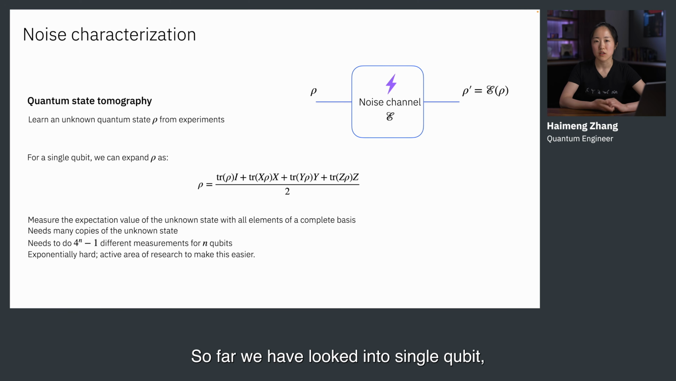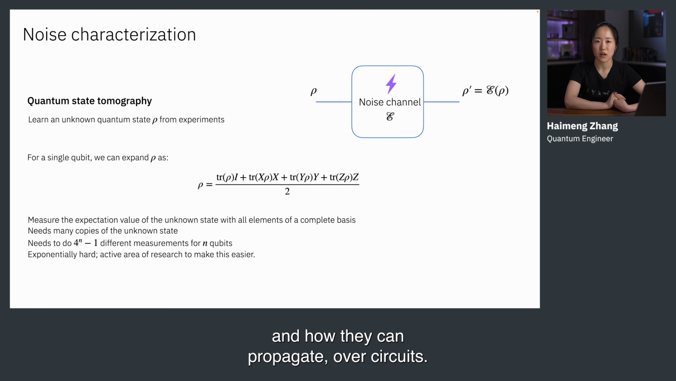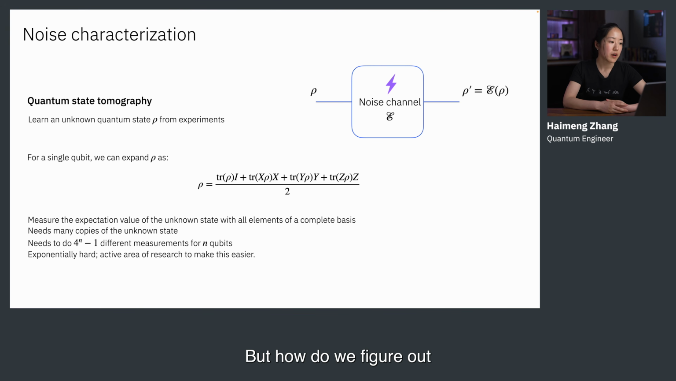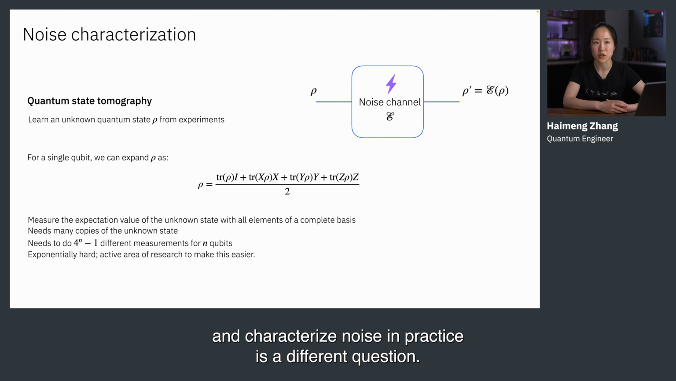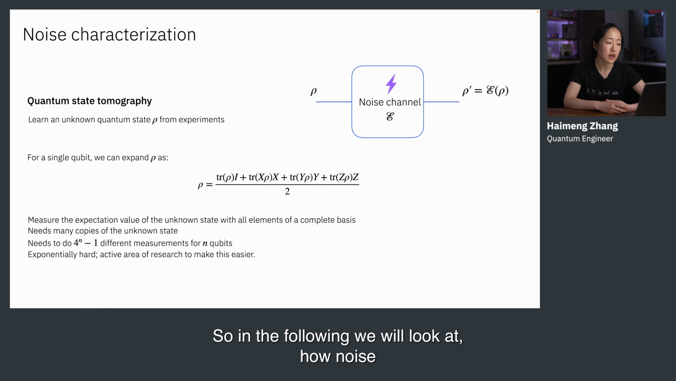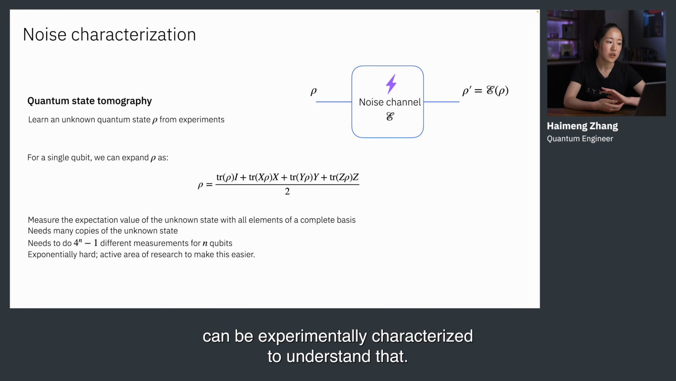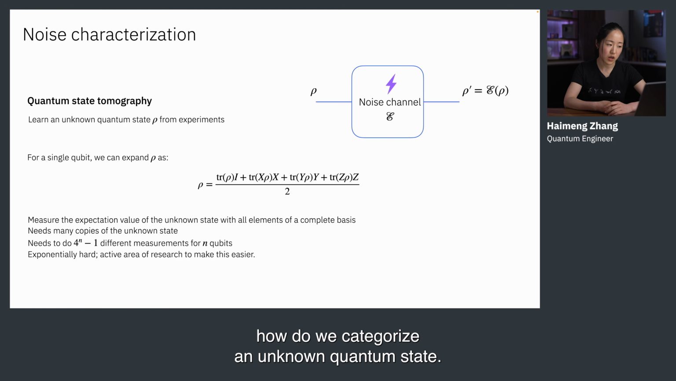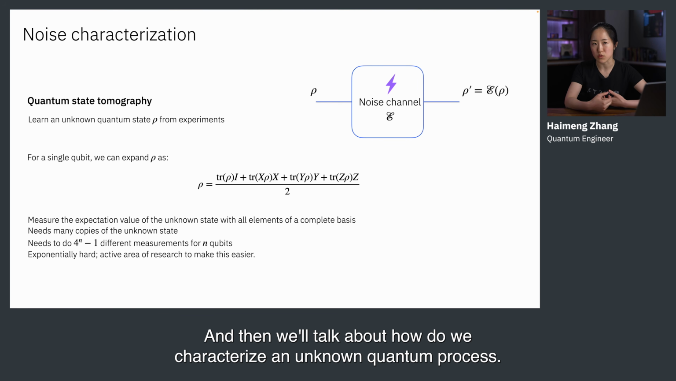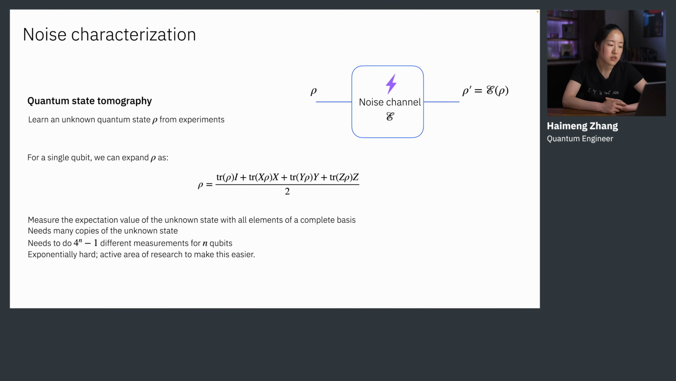So far, we have looked into single qubit, two qubit, incoherent and coherent noise, and how they can propagate over circuits in a theoretical setup. But how we figure out and characterize noise in practice is a different question. So in the following, we'll look at how noise can be experimentally characterized. To understand that, I want to first start by talking about how we characterize an unknown quantum state, and then we'll talk about how we characterize an unknown quantum process.